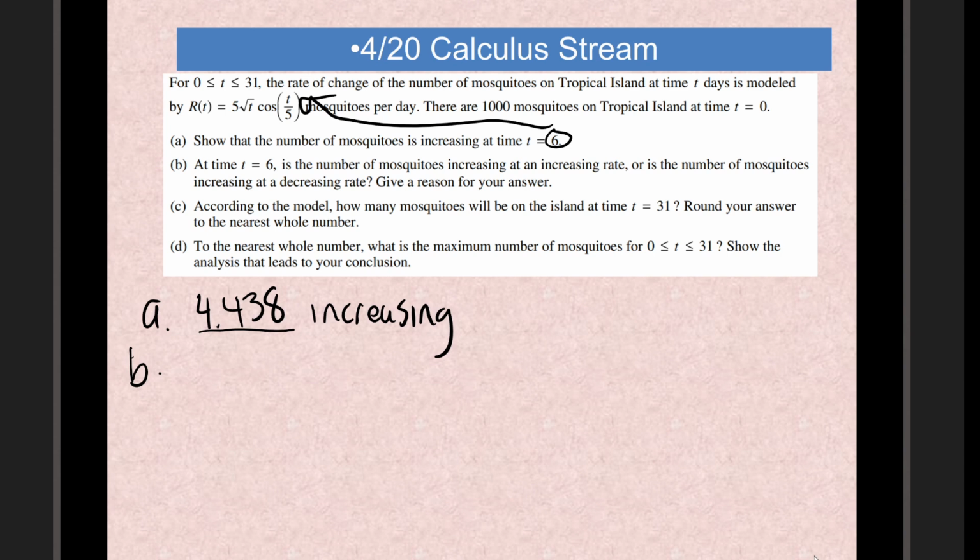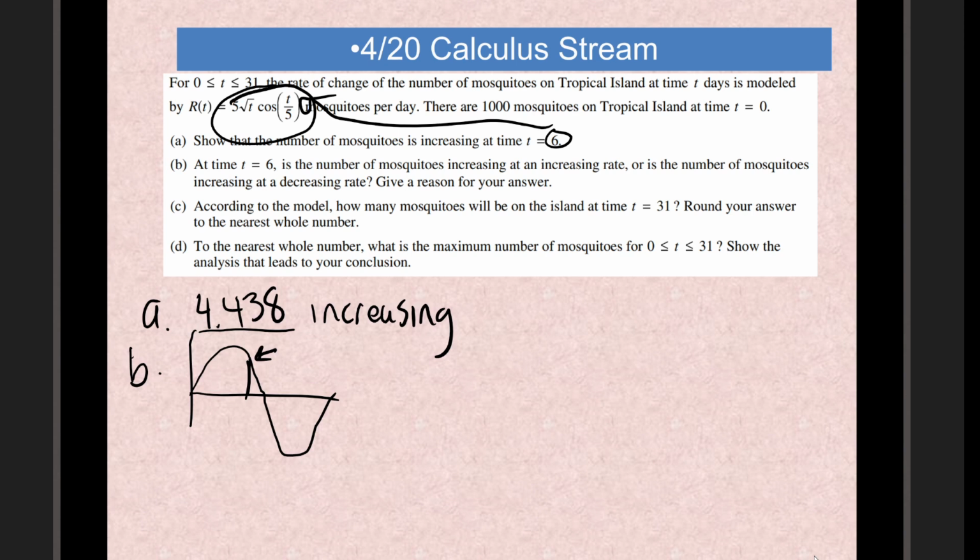Okay, B. At time t equals 6, is the number of mosquitoes increasing at an increasing rate, or is the number of mosquitoes increasing at a decreasing rate? There are a few different ways to do this. The easiest one is to graph this. If you graph this thing, it looks something like this, and then it goes on because time ends at 31 in this problem. But anyway, 6 is right here. And if you look at that spot, it is positive. That's 4.438, the height of that point. But it's going down. So the number of mosquitoes is increasing at a decreasing rate because the rate at which it's increasing is going down.